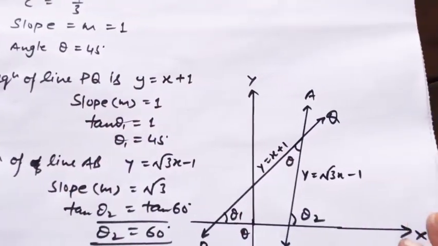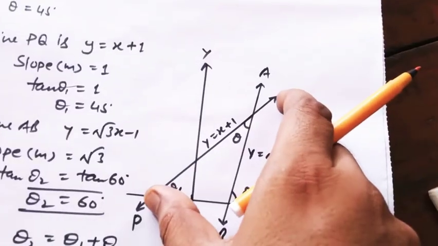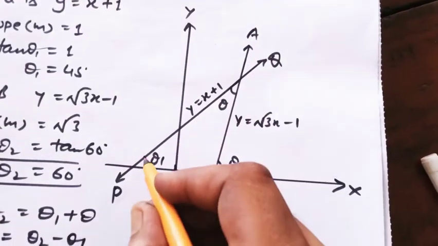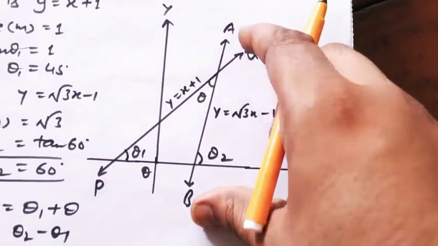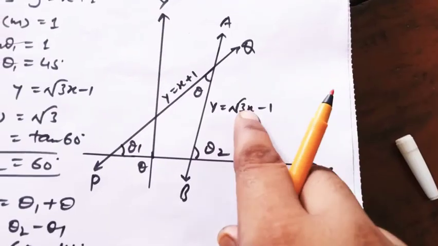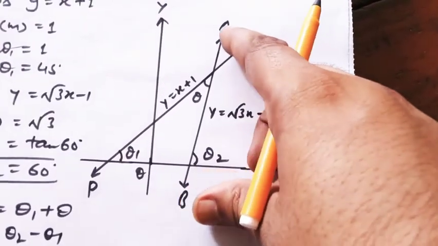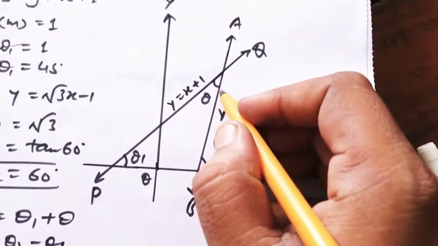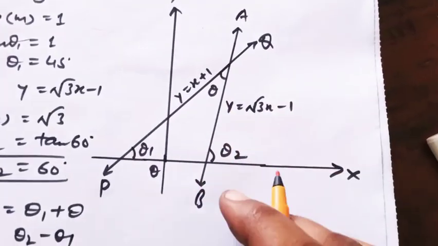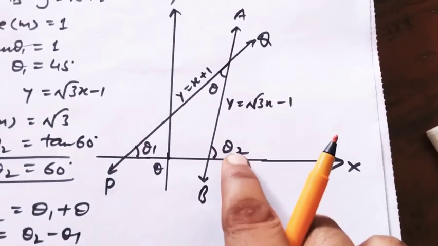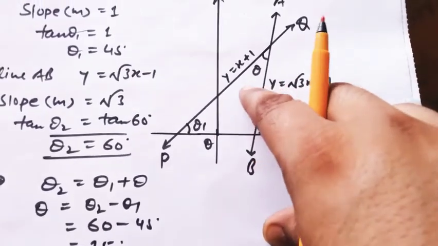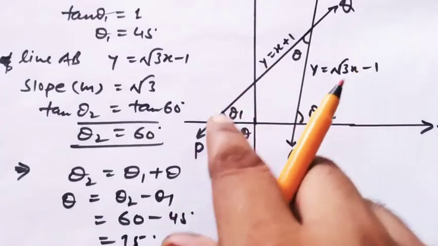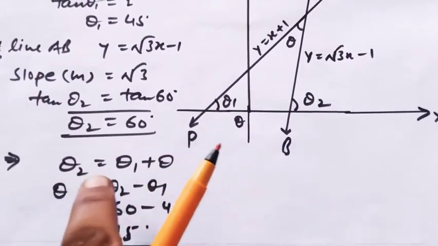See question number 9, where a figure is given. The equation of this line is y is equal to x plus c. Suppose that the inclination of this line is theta 1. The equation of this line is y is equal to root 3 x minus 1. Suppose that the inclination of this line from the positive x-axis is theta 2. Theta is given, and we have to find theta. From this figure, we see that this is an exterior angle, and we know that an exterior angle is equal to the sum of the two opposite interior angles. That means theta 2 is equal to theta 1 plus theta. We have to find theta. Therefore, theta is equal to theta 2 minus theta 1.